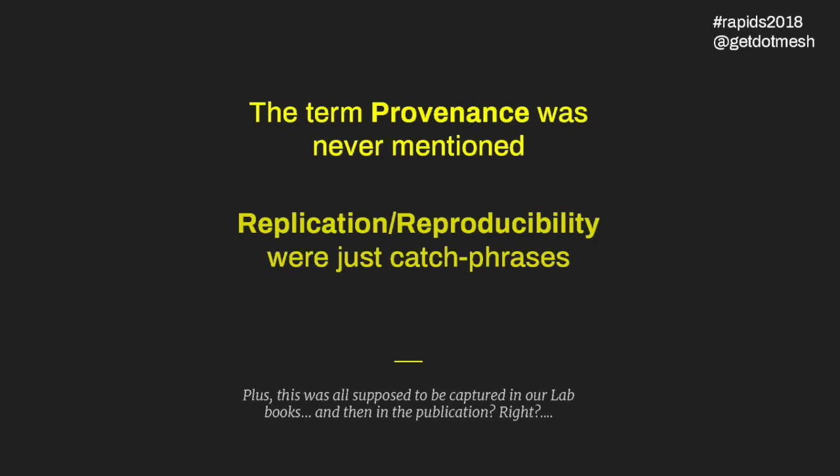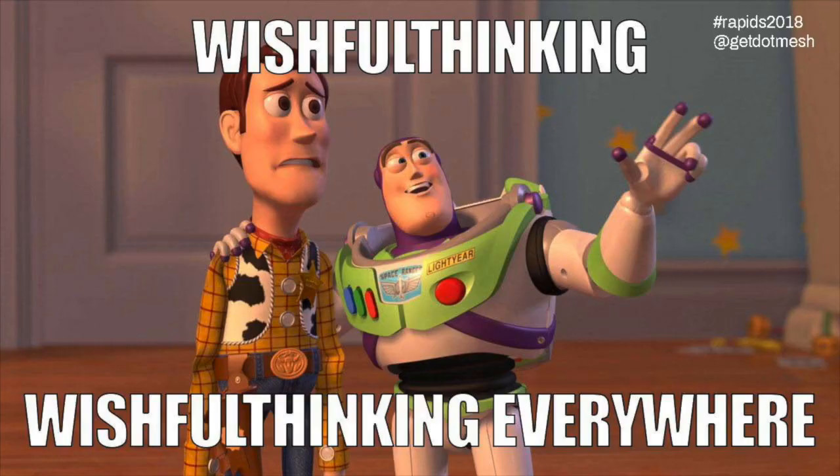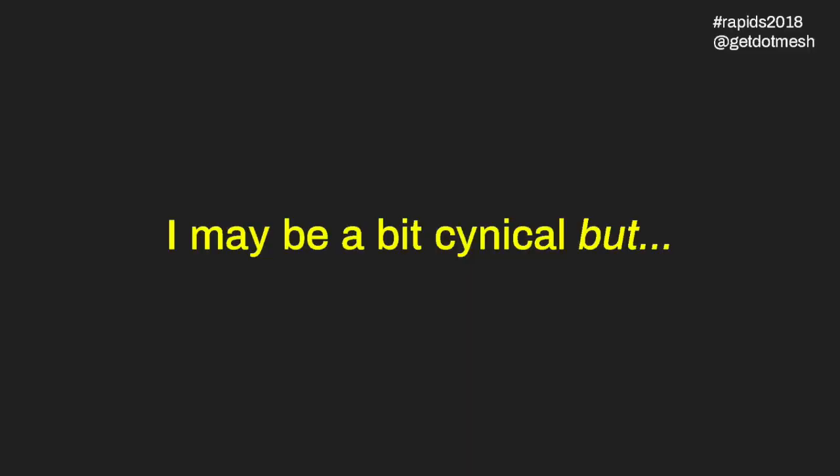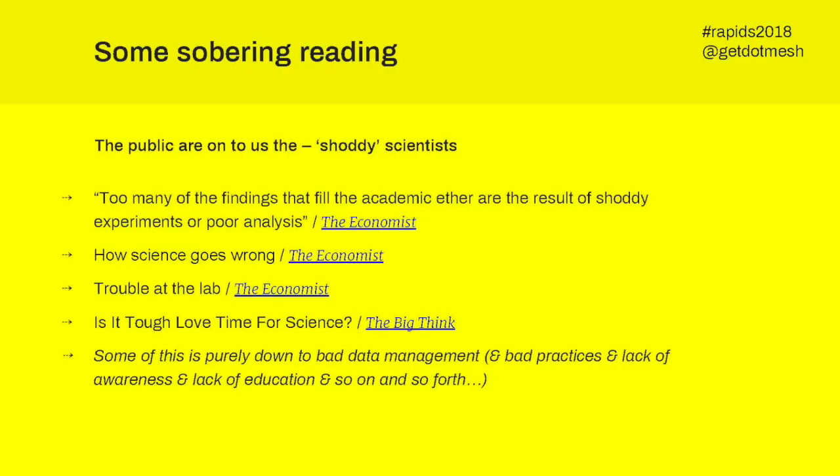Personally, the term provenance was never mentioned when I initially started out. Reproducibility and replication were just sexy catchphrases. They were things that we were all aspiring for. And all this was supposed to be captured in our lab books and then in the publication. And it really was wishful thinking. That wasn't really the case. I mean, I got lazy with the lab books too, so I'm knee-deep in this and responsible for some of this too. And I'm a bit cynical, but the public are onto us.